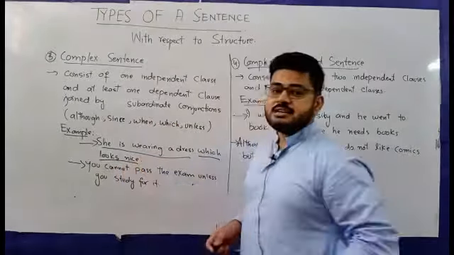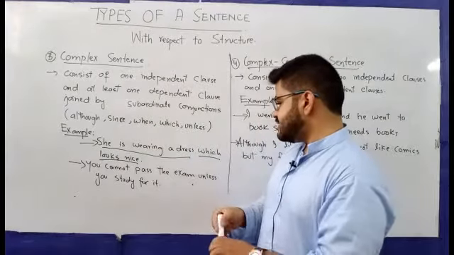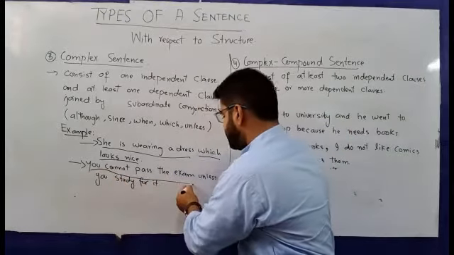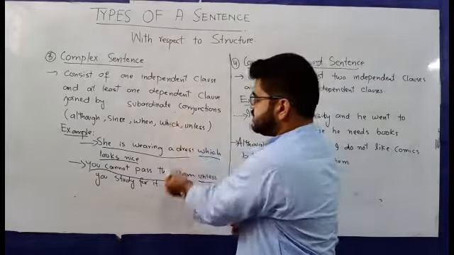Now look at the next example. You cannot pass the exams unless you study for it. You cannot pass the exams is the first clause, which is independent. The word unless is a subordinate conjunction, and you study for it is a dependent clause, because it depends on the previous clause, which is the independent clause.